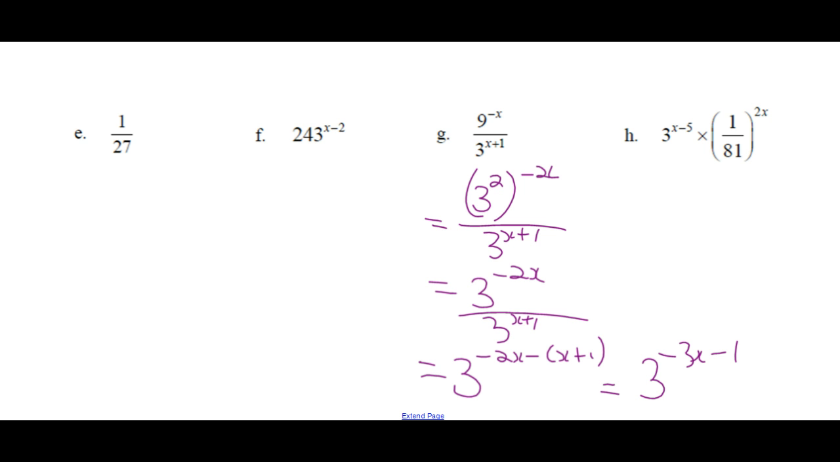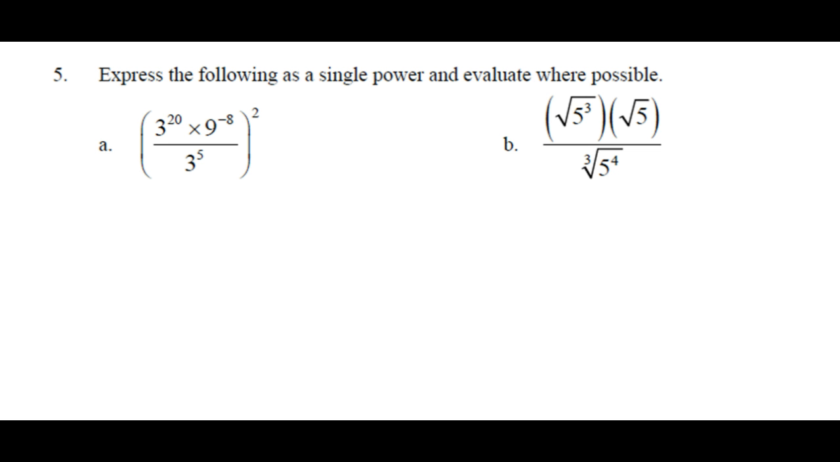Where are we? Express the following as a single power and evaluate where possible. So this is 5 to the what? Times 5 to the what? Over 5 to the what? What's this? 3 halves. What's this? 1 half. What's this? 4/3.